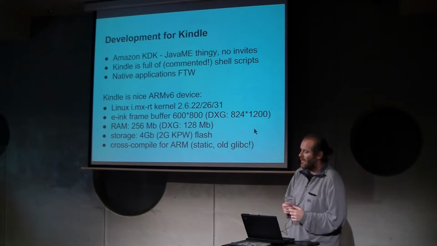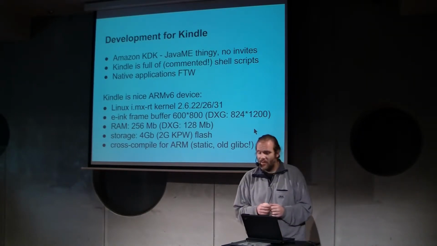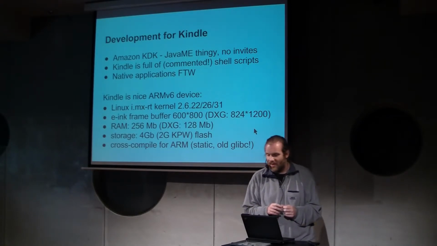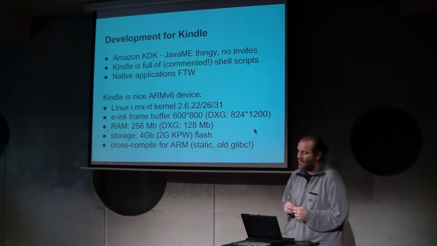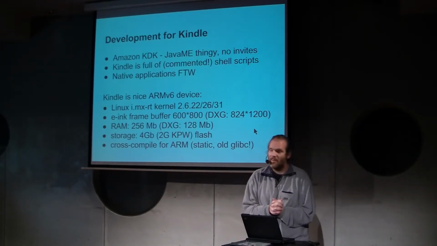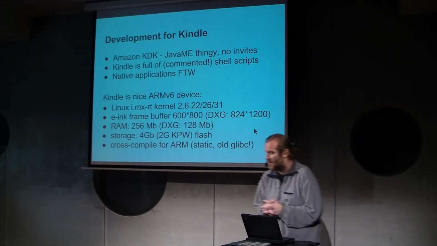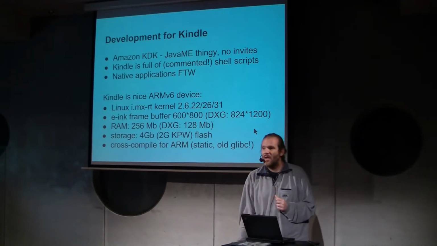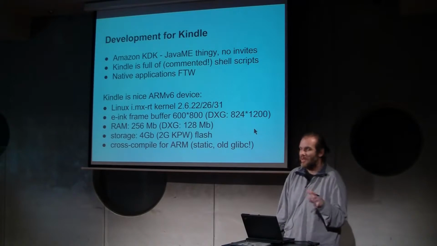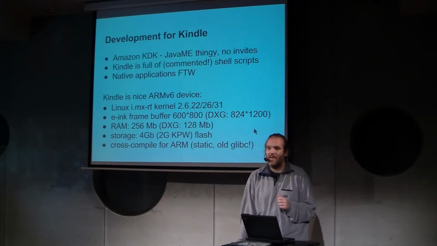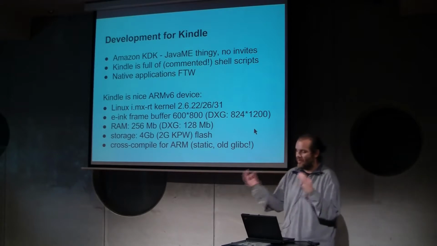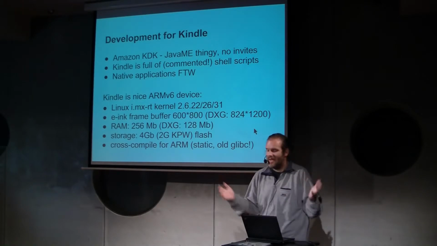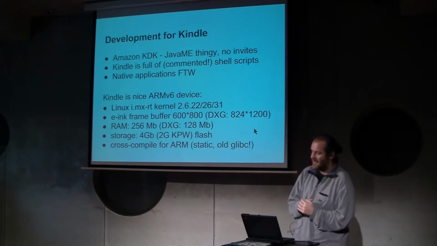On the small Kindle, you have a 600 by 800 e-ink screen. On the larger one, it's 824 by 1200. You have 256 megabytes of RAM on the small device, or just 128 on the big one, on this one. And you have 4 gigabytes of flash storage. You will lose about 400 megabytes for the software on it, but the rest is actually available for either your books or your applications. Newer Kindles have just 2 gigabytes of flash, so that's why I'm suggesting the older devices.